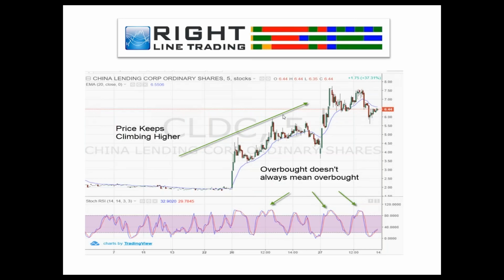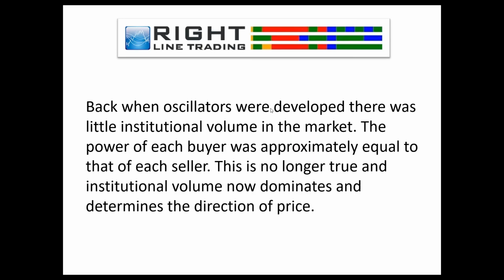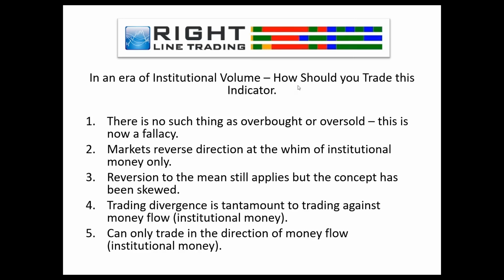There are valid areas of support and resistance, but those will break or hold depending on the whim of institutional money. So what I've done is sort of create rules for trading in this era when institutional volume rules. And again, this is something else that I think, if this is the only thing you take home with you, this is really important. Again, there's no such thing as overbought or oversold. This is a fallacy now. Markets reverse at the direction and at the whim of institutional money only.